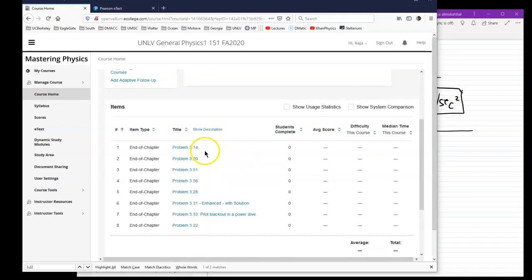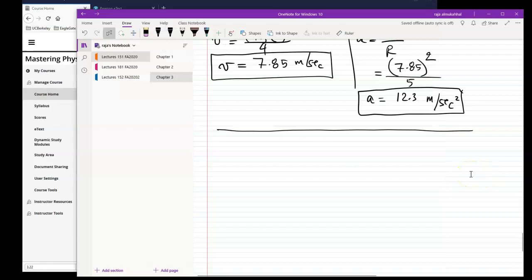Anyway, these are the homework problems: 14, 20, 51, 56, 28, 31, 33, and 22. I'm going to do 28. Very simple problem. Let me go to the problems. I want to do 28 and 33. I think we'll call it a day. You're more than welcome to ask me or ask the professor if you have any issues with those problems. But I'm going to do 28 and 33. Both are really easy, not very difficult at all. So let's start with number 28.